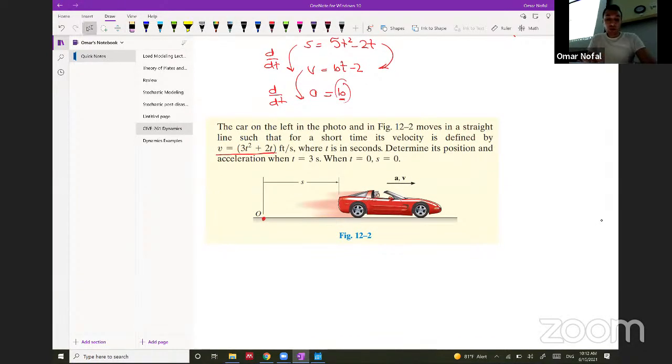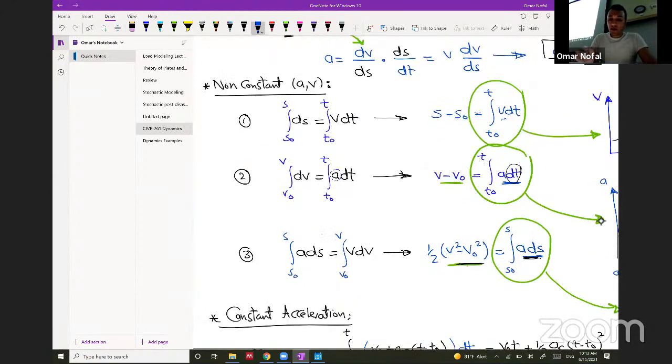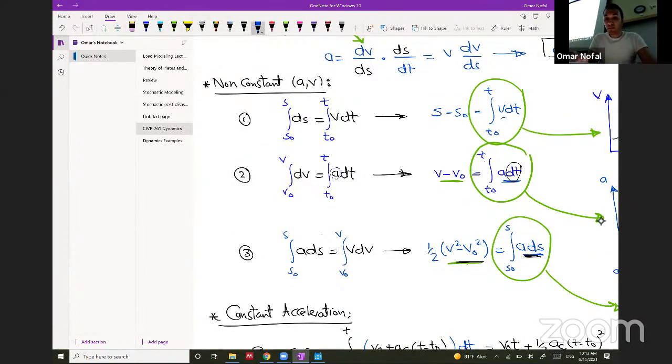It says that the left car in the photo moves on a straight line, so we know it's rectilinear motion, such that for a short time its velocity is defined by this relationship, where t is in seconds. Determine the position and the acceleration when t is 3 seconds. As we have v equal to 3t squared plus 2t, we need to integrate this relationship to get the position, and differentiate it to get the acceleration. From above, you will find that s minus s node is the integral of v dt.